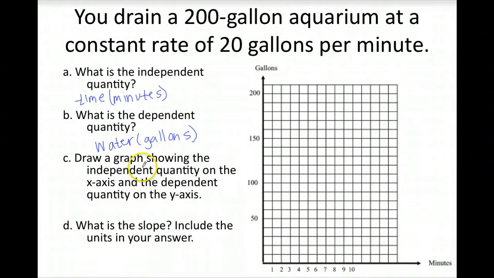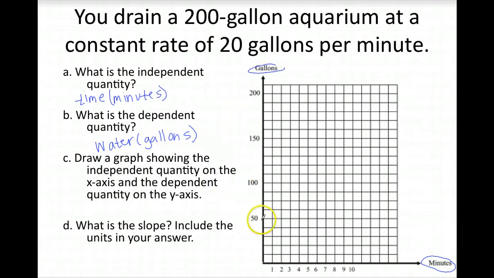Next, we create a graph showing the independent quantity on the x-axis. So when we graph, our independent quantity is going to be on the x-axis. It's showing it's independent, and it's also labeled here as our minutes. Once again, time will be your x-axis. And our dependent quantity is going to be on the y-axis, which is going to be the gallons.